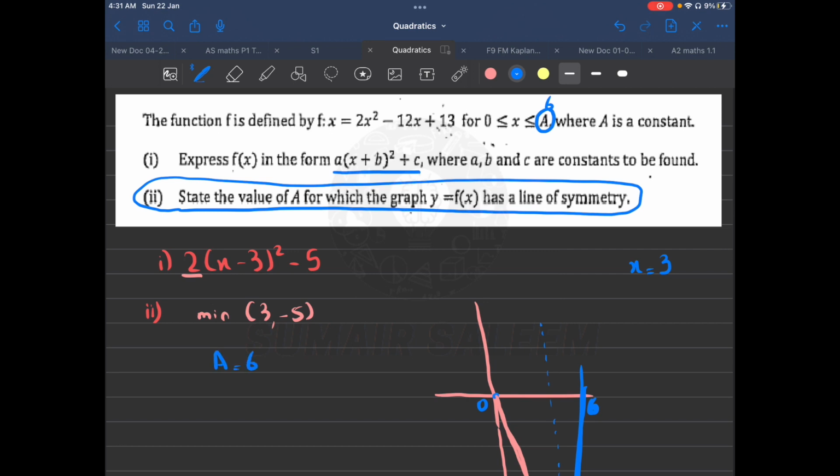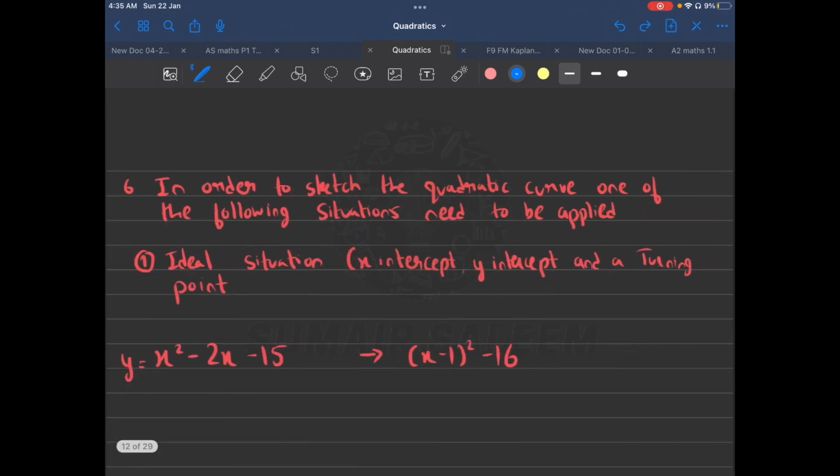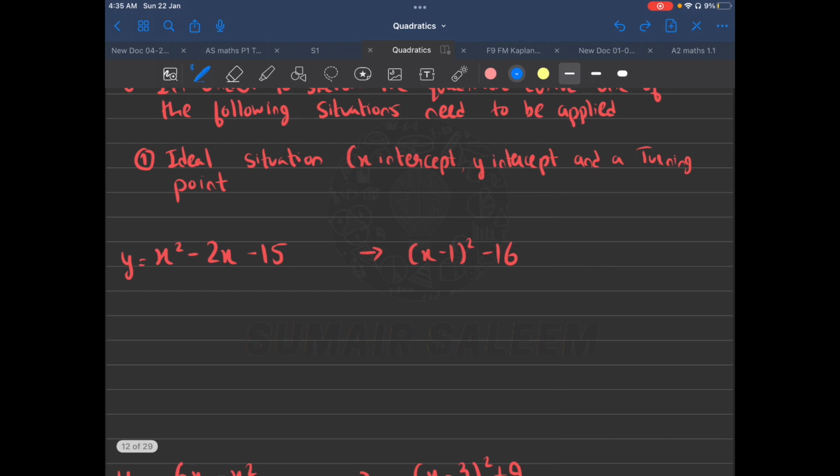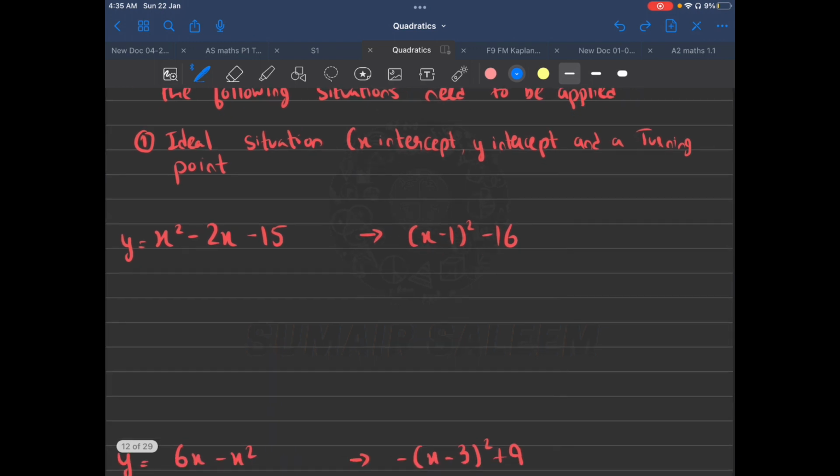Got this? They are not asking you for the line of symmetry. They are telling you that it has a line of symmetry. One last part of this lesson is sketching a graph. So here are the two ideal cases of sketching a graph. The first case is that you can easily get the turning point.